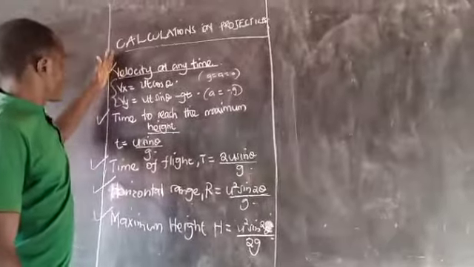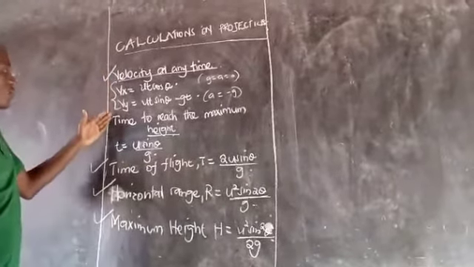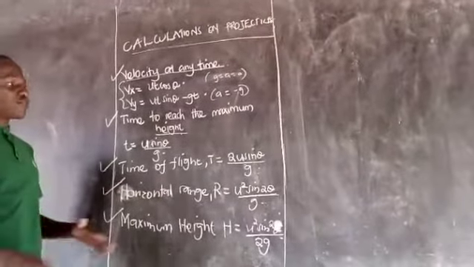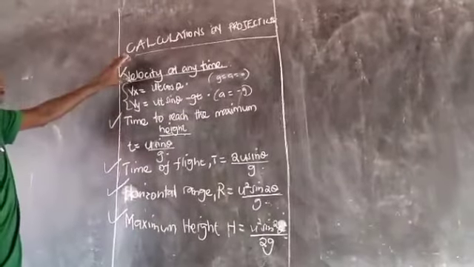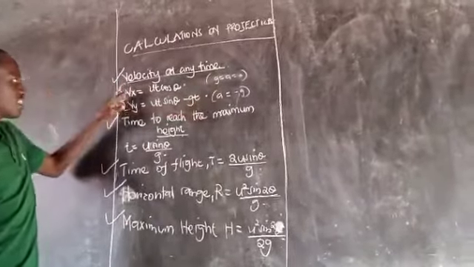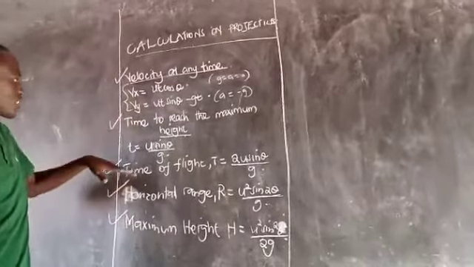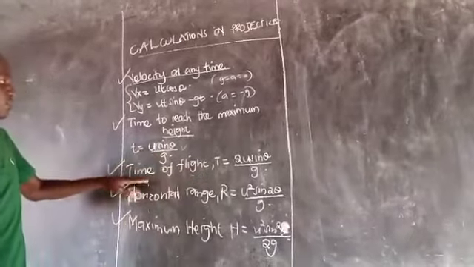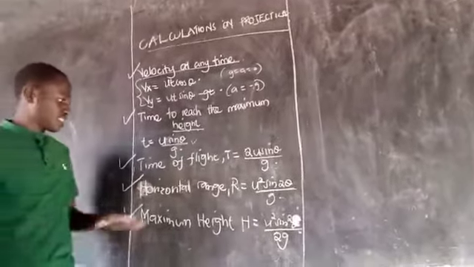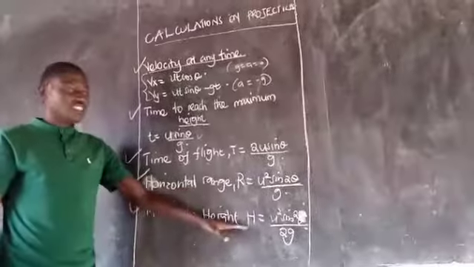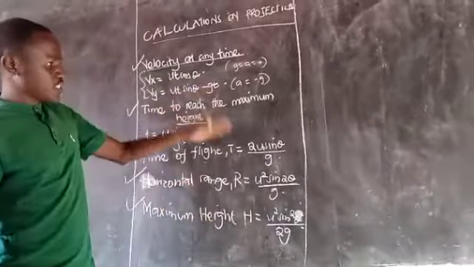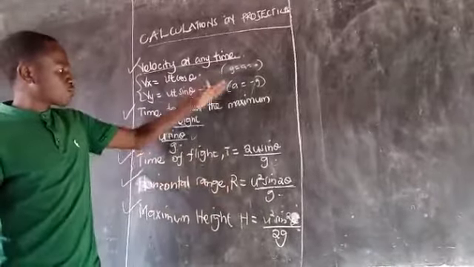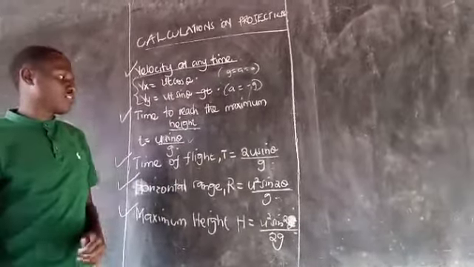Today, we shall see how to apply these equations derived in the previous lesson to compute different calculations involving projectile motion. The first expression is for velocity at any time, and it has vertical and horizontal components. The time to reach the maximum height is given by that, and the time of flight is twice the time to reach the maximum height, then the horizontal range R, and then the maximum height. Given these expressions and the question, we can compute all these using the given variables.